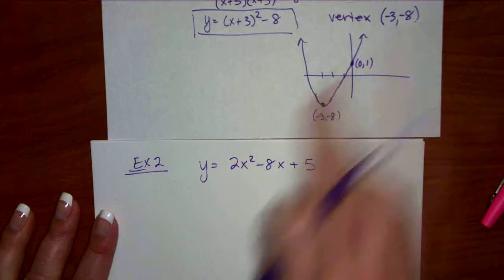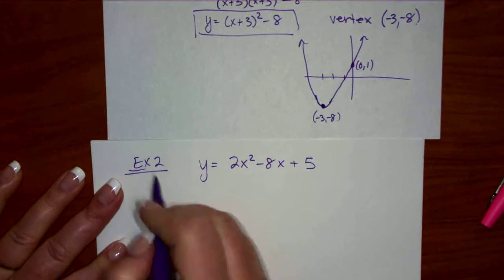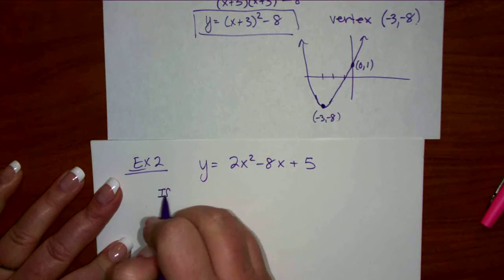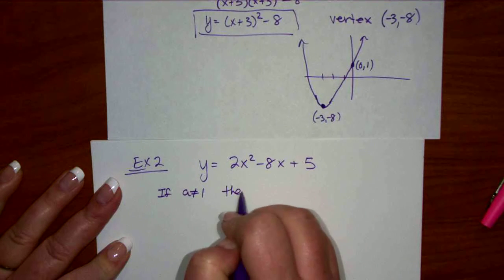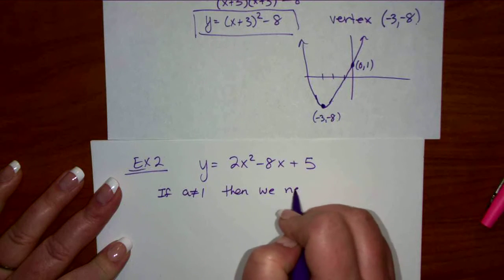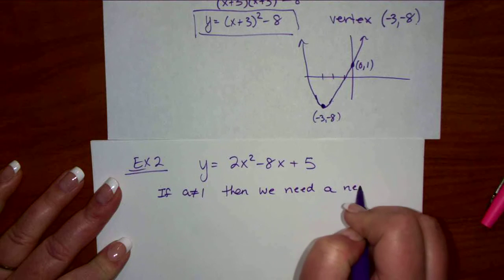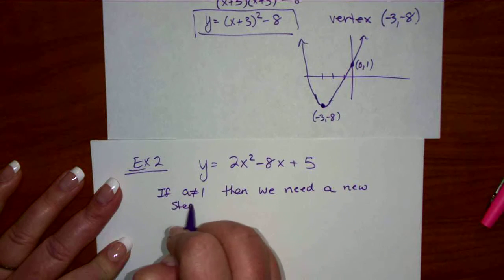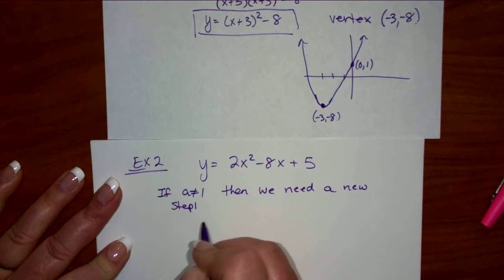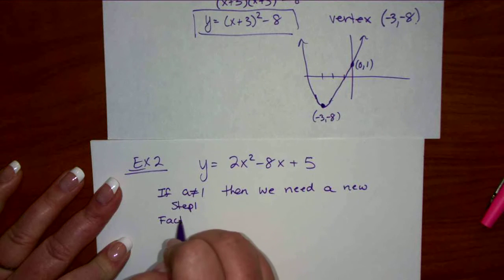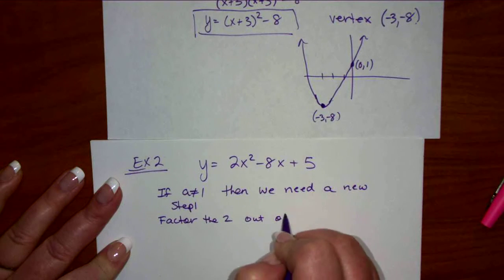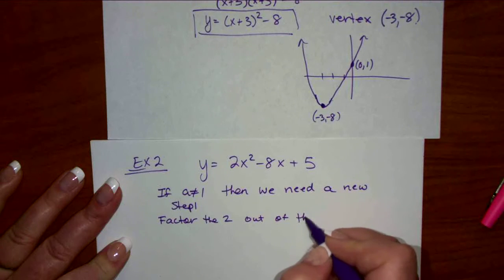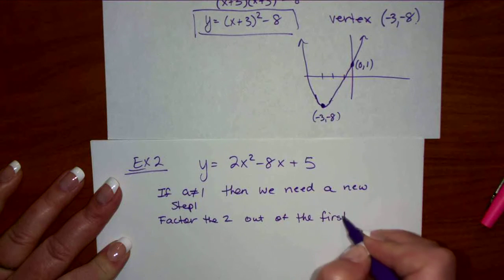What you have to do, if there's a number in front of the x squared, so if a is not equal to 1, then we need a new step 1. So step 1 here is going to be factor the 2 out of the first 2 terms.